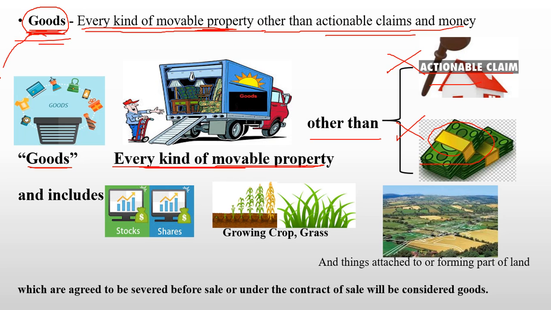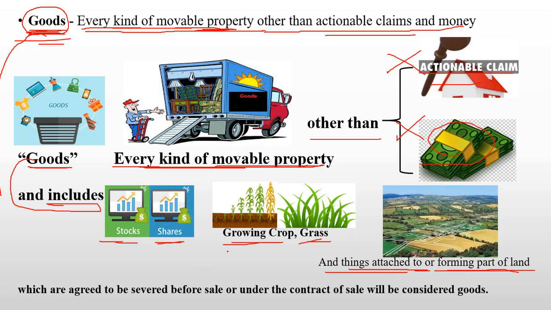And goods also includes stock, shares, growing crops, grass, and things attached to or forming part of land. So along with movable property, goods include stocks, shares, growing crops, grass, and the things attached to or forming part of land. So goods which are grown on land are considered as goods.